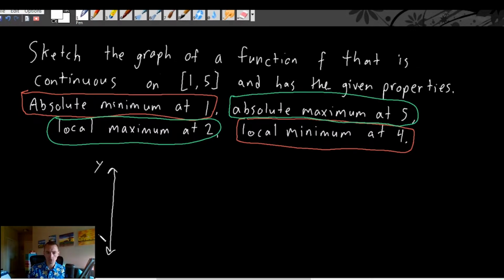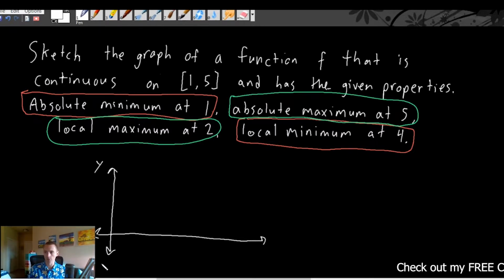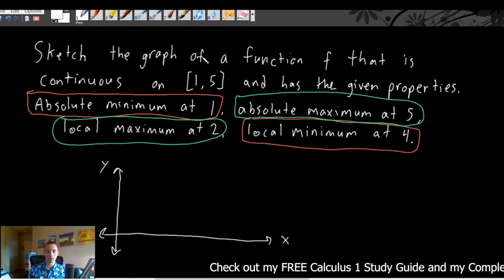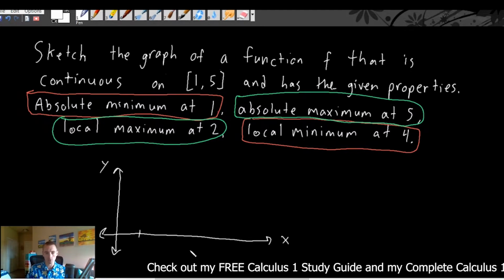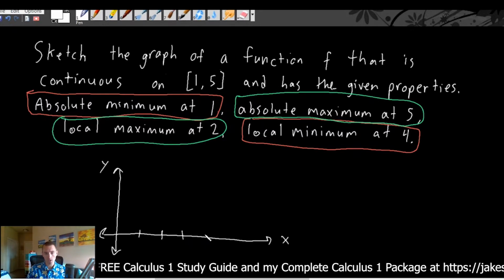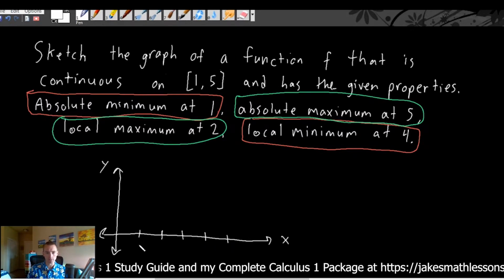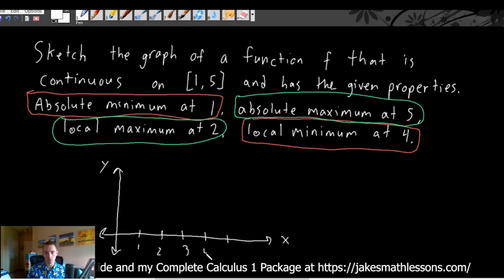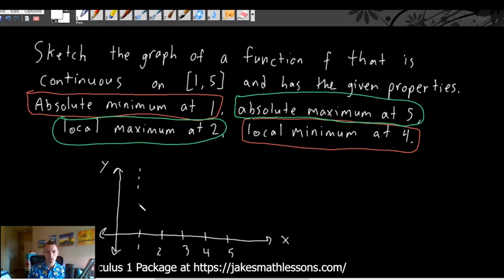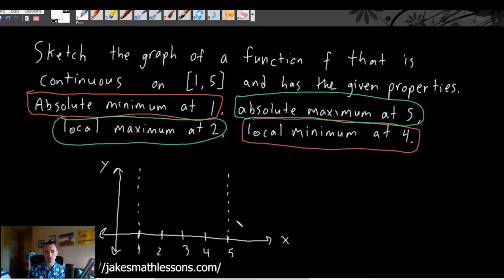So I'm going to go ahead and just put the whole function above the x-axis, which again is just an arbitrary decision. But the point here is we do know that we have a specific domain. Our entire function exists between x equals 1 and x equals 5. So if we were to label our x-axis 1, 2, 3, 4, 5, we only need to look between x equals 1 and x equals 5 to sketch our function out.